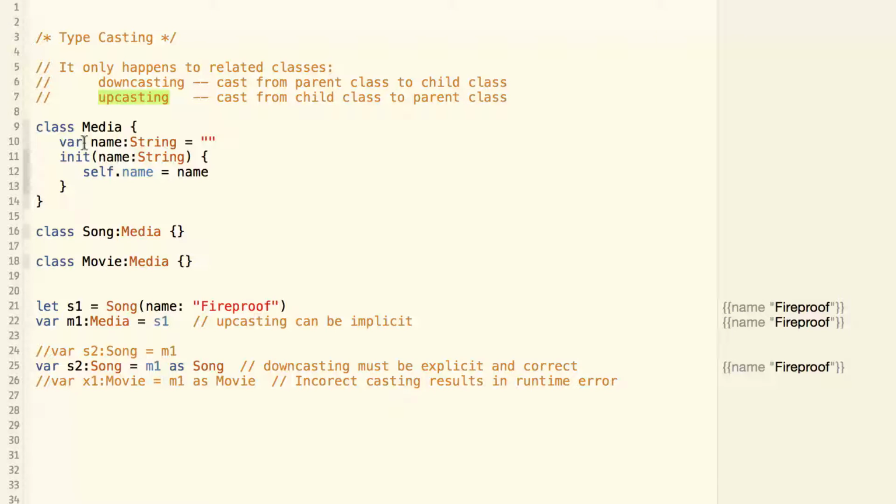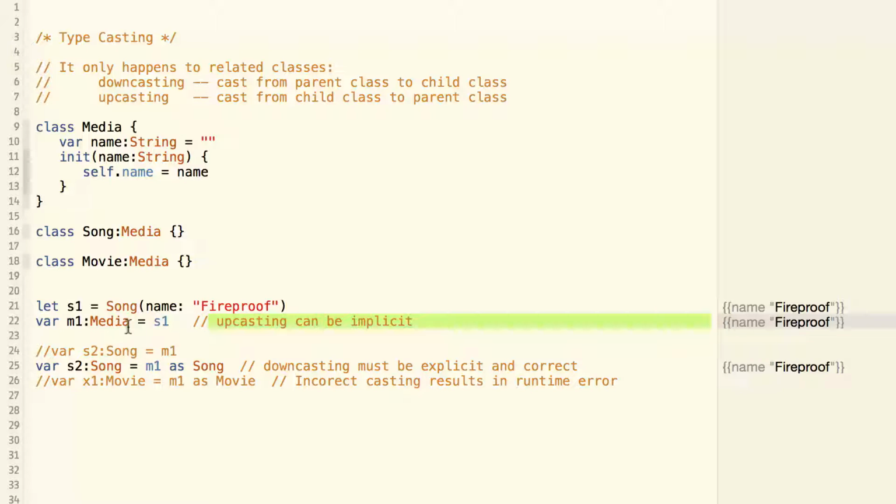For example, we have a class Media, and then we have a Song which is derived from Media, and Movie also derived from Media. And then we create S1, which is a Song, Fireproof, and then we create M1, which is a Media, and assign S1 to M1. What we are doing here is we are casting S1 from a Song to a Media and then assigning it to M1. This is upcasting, and upcasting can be implicit.